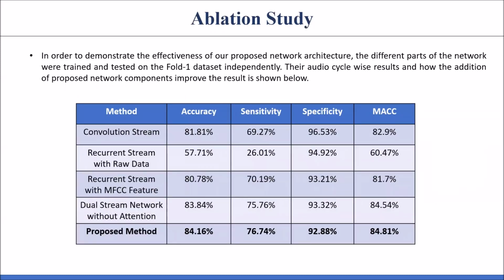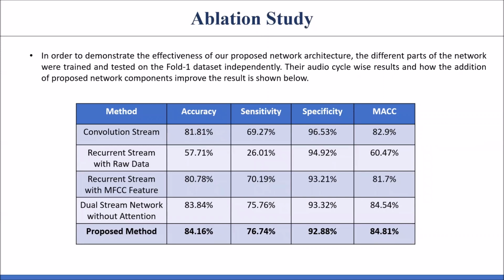Now, in order to verify the effectiveness of the previous models and techniques in our proposed system, we carried out an ablation study on the system. The results presented here are on the audio cycle level results of fold 1. As can be seen, only the convolution stream achieves an accuracy of 81.81%, while using only the recurrent stream gives an accuracy of only 57.71%.